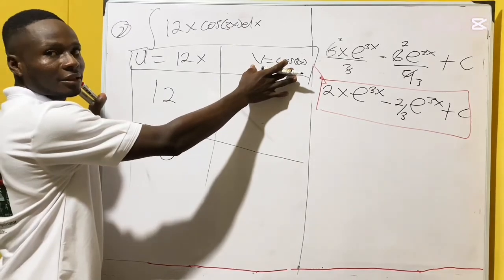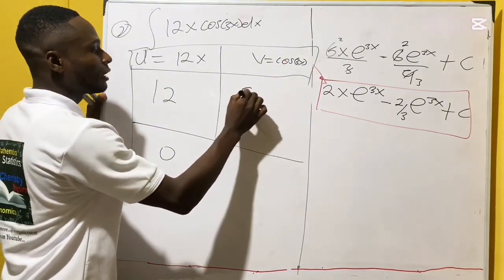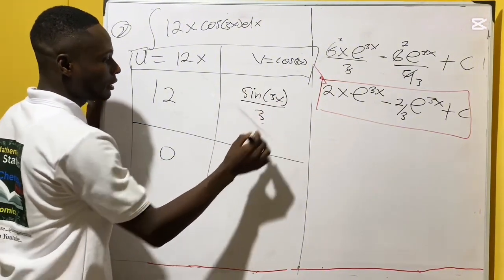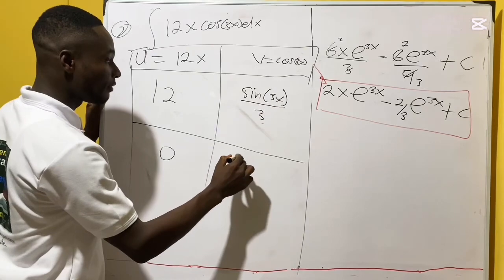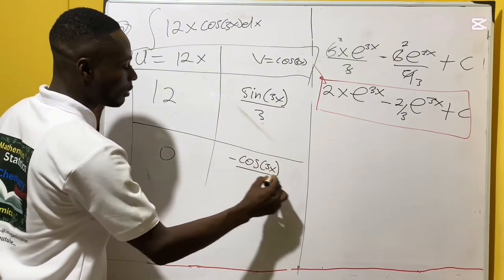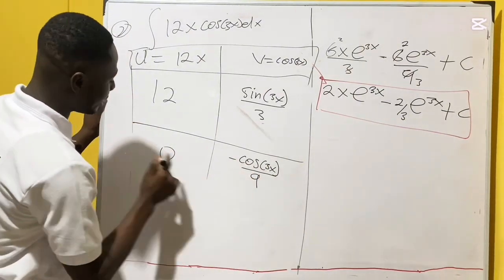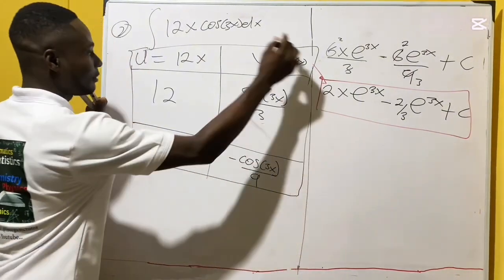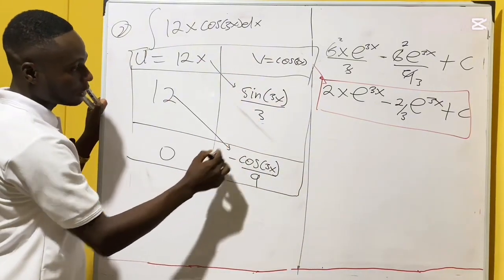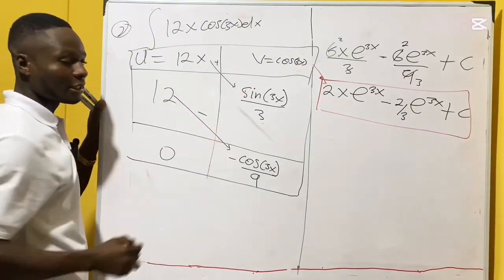Come to this side, integrate. When you integrate that, you have sine 3x on 3. Then integrate again, you have negative cos 3x on 9, right? So we just have to apply the signs, right? So this maps to this, and this maps to this. So this becomes positive and this becomes negative.